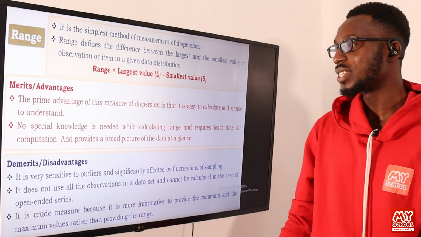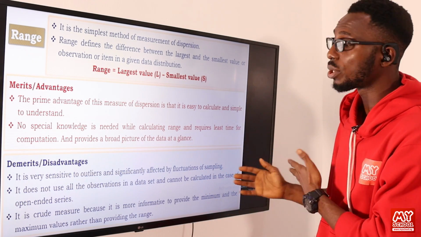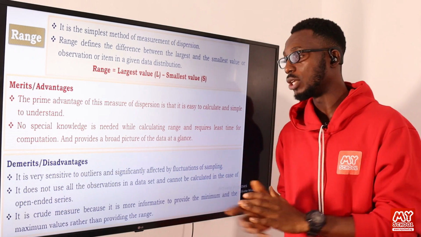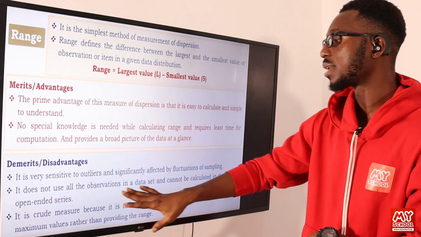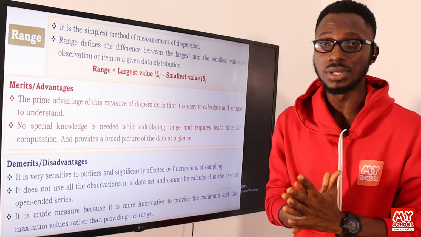Alright, so let's look at the demerits. It is very sensitive to outliers and significantly affected by fluctuation of sampling. As the sampling fluctuates, remember we have our sample, we have our population. It does not use all the observations in the data set and cannot be calculated in case of open-ended series. Do you see that now?